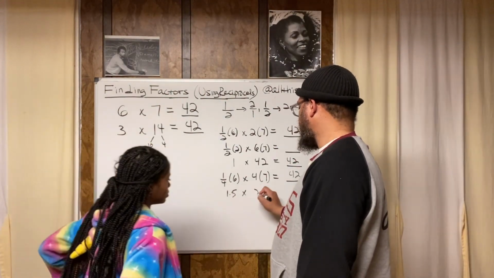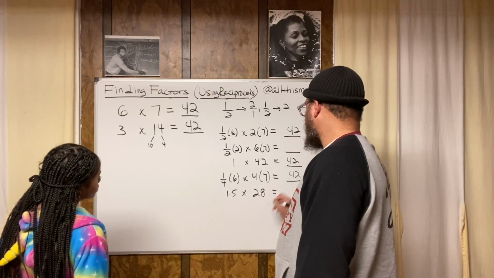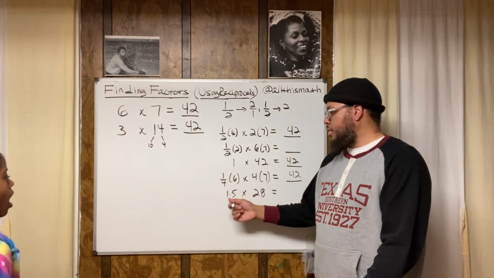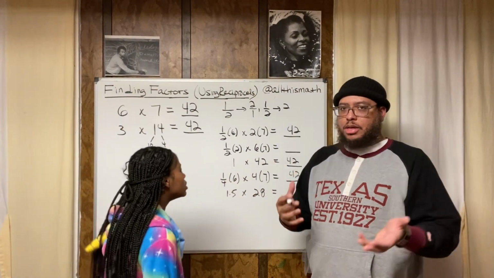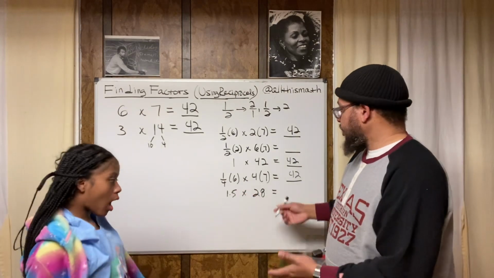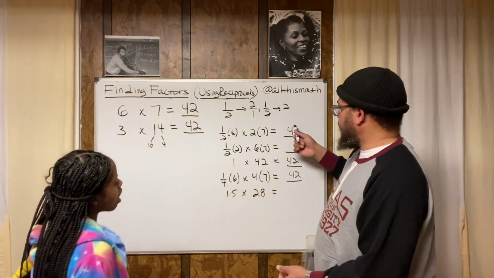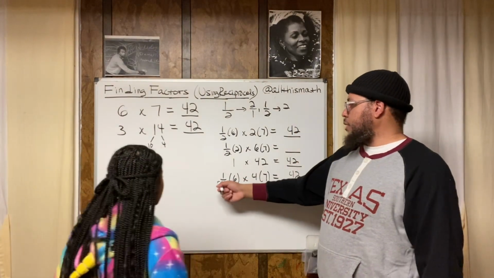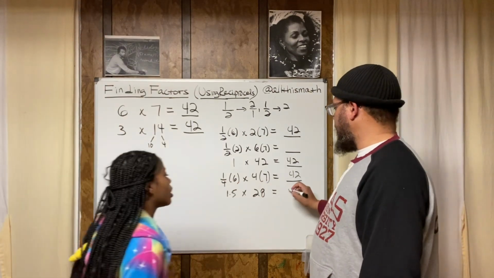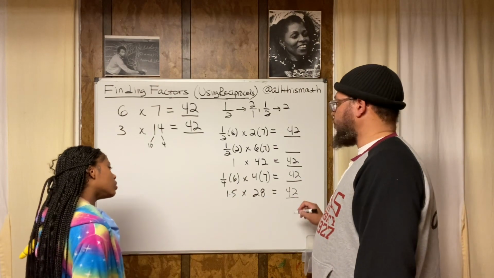28. You gotta be quicker than that, sis. So 1.5 times 28. Even if you don't know what 1.5 times 28 is off the top of your head, you know the relationship. So you know that if all of these were 42, and all you did was multiply by reciprocals, you should still end up with the same product, which is 42.